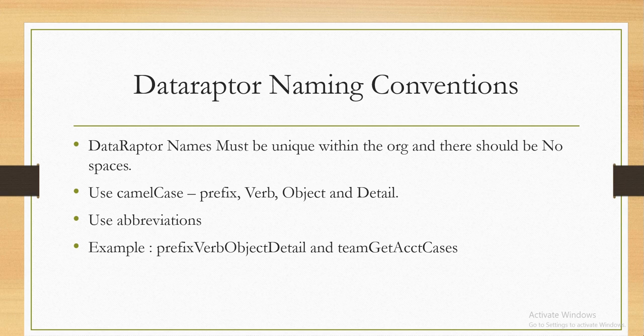And you can effectively name any Dataraptor by using camel case. As we know, camel case can start with either a small or capital letter, but technically it should end with a lowercase letter. Apart from that, you can use abbreviations like those given in the examples: prefix, verb, object, detail, and team, such as get, access, ACCT, cases. So these are the ways you can name a Dataraptor.